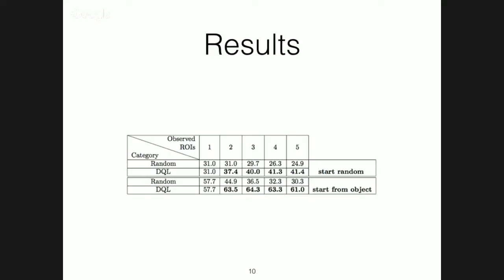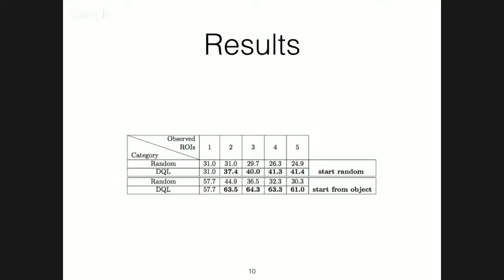I just compared it to the random, and each column represents the number of ROIs that it receives. In the first ROI, the prediction accuracy is 31 if I randomly pick the ROI from anywhere in the image. That's the top 2 rows. The bottom 2 rows is when I pick the first ROI such that most of its area is on the target object, so more than 90% contains the target object.